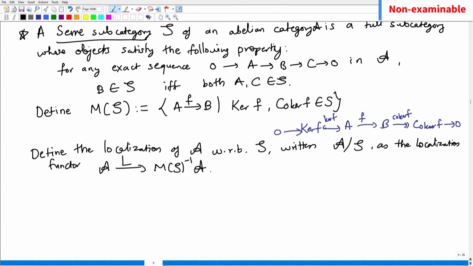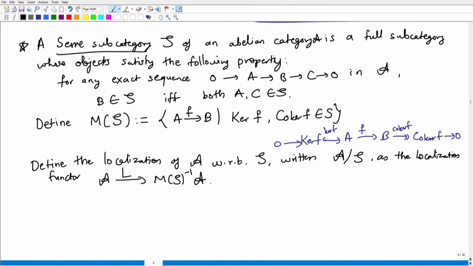Okay, why did I define this? Because I said the class of Grothendieck categories is closed under localization. So I want to give you one very interesting result here, and it should not be surprising that it was proven by Gabriel and Popescu.